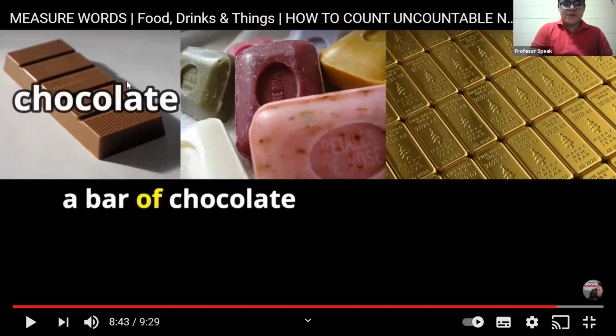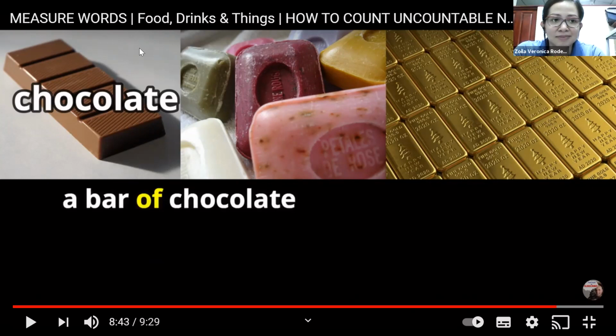Be careful with this pronunciation. You only have 2 syllables right here. Chocolate. Repeat, chocolate. Only 2 syllables. Chocolate. Say it again, Veronica. Chocolate. Okay, there you go. Marta, say chocolate. Okay.